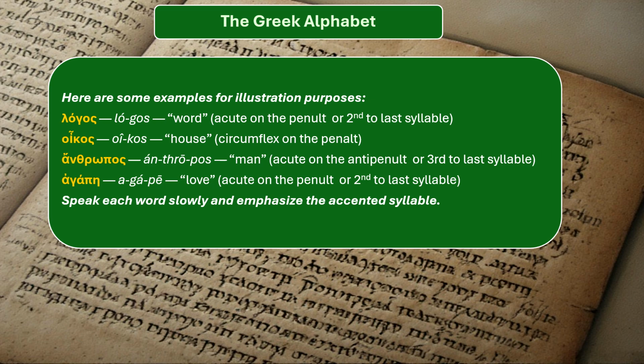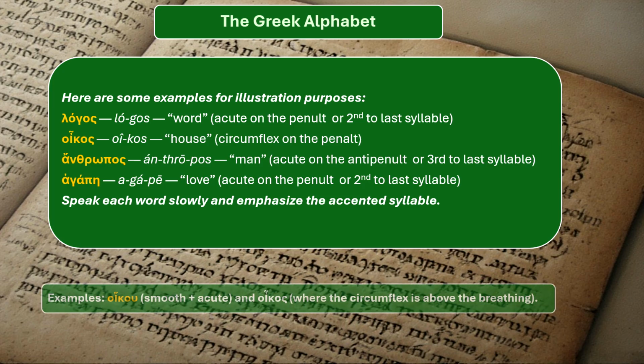When an accent and breathing mark appear on the same vowel, as with the word anthropos, the breathing comes first, except when the accent is a circumflex, which stands above the breathing. For example, oikou, which is smooth and acute, and oikos, where the circumflex is above the breathing.